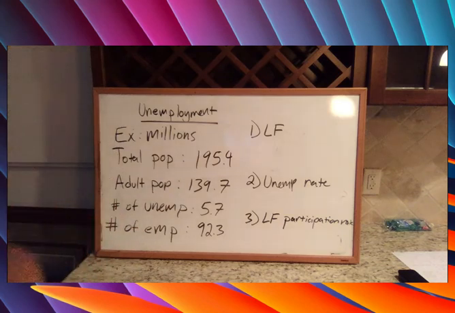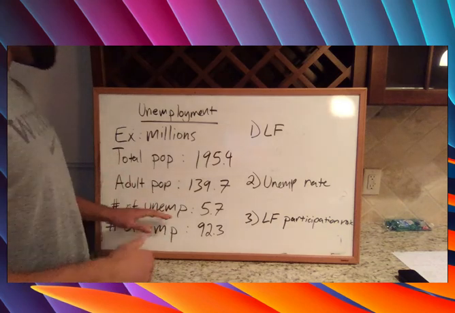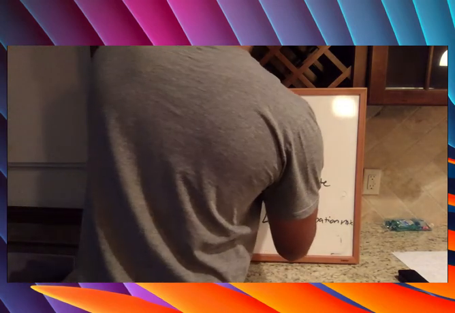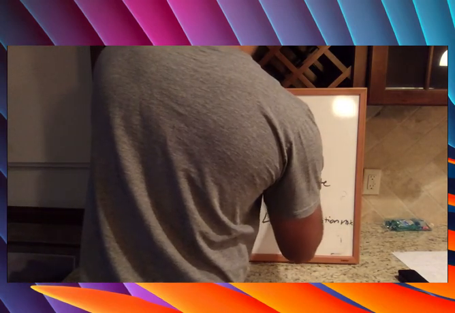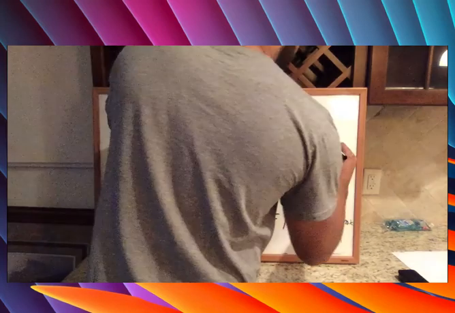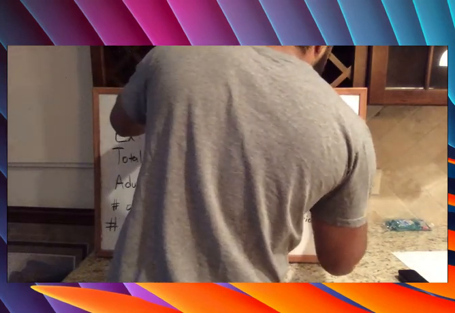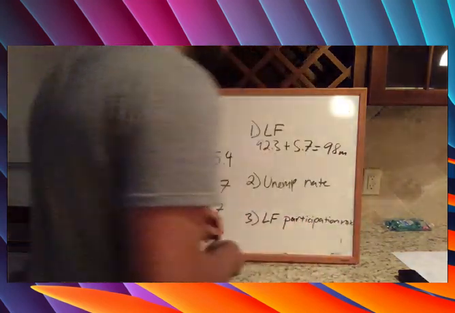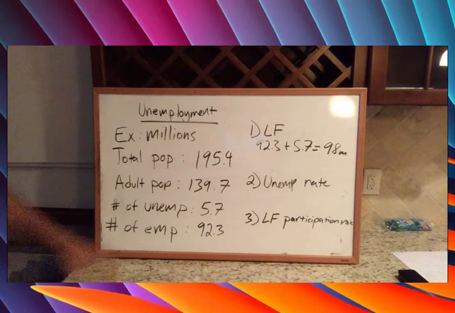So labor force, the formula is the number of unemployed plus employed. So it's going to be 92.3 plus 5.7, which is going to give us 98 million. So that's our labor force.